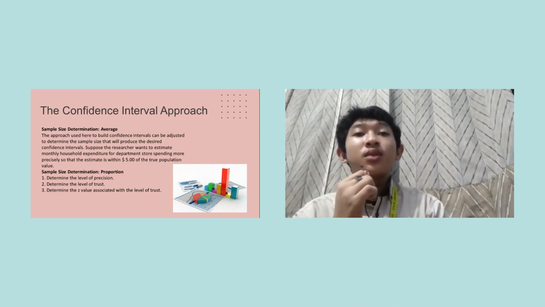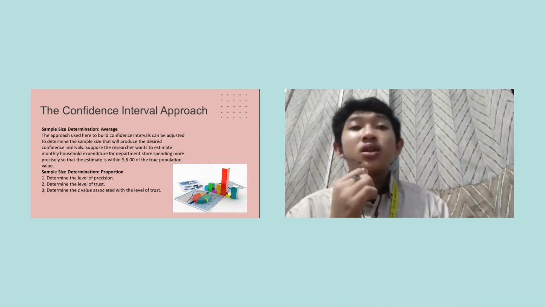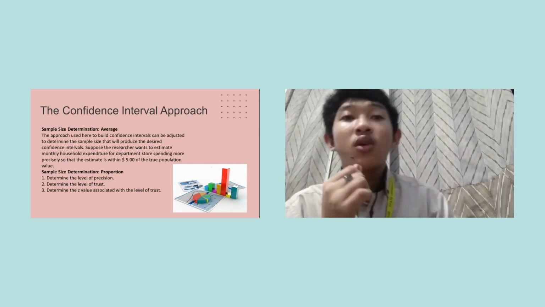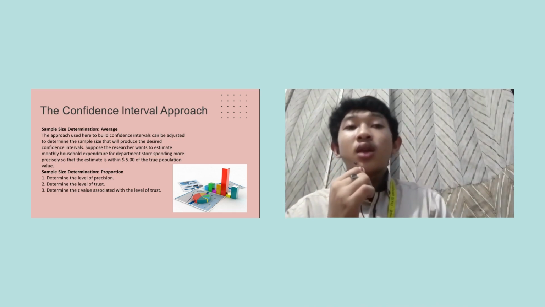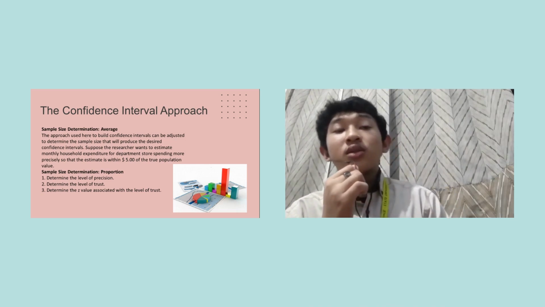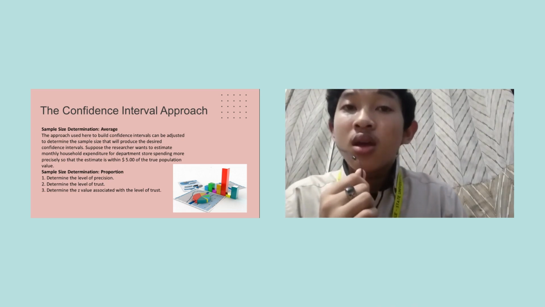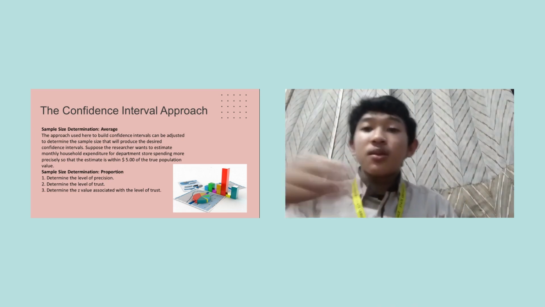Sample size determination for the proportion has three steps. One is to determine the level of precision. Second is to determine the level of confidence, and the third is to determine the z value associated with the level of confidence.